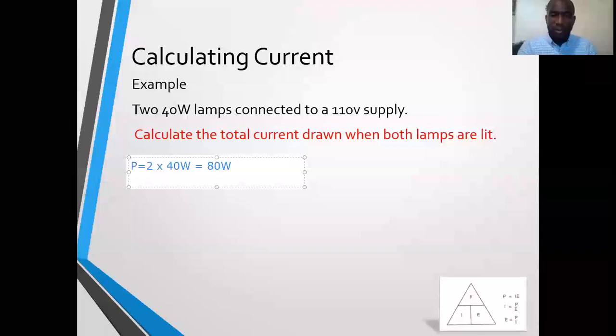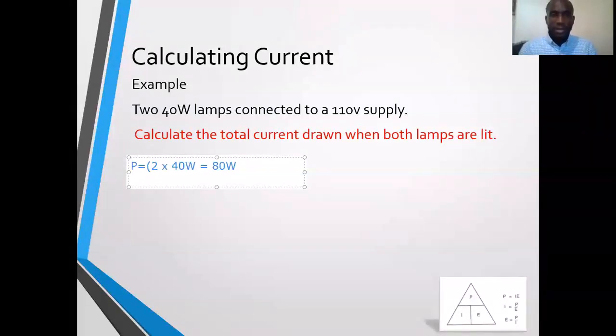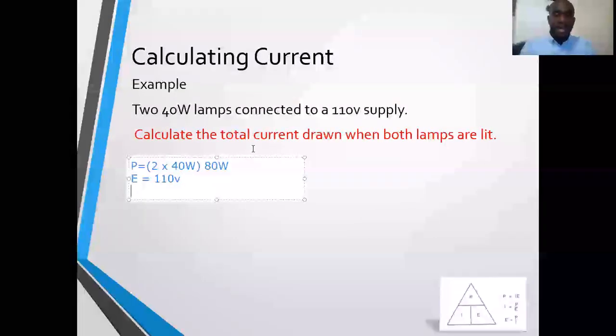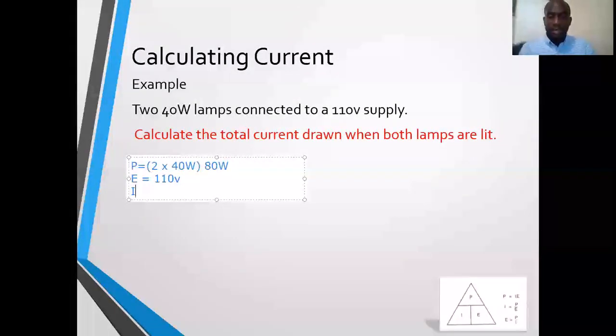So that would mean that power P is now equal to, and I could open brackets, and that will give me what that is equal to. All right. My power in the circuit is 80 watts. Now, reading the question, I also understand that this circuit is connected to a 110 voltage supply. Knowing that E, which represents voltage, voltage is given in volts. So my voltage is 110 volts.